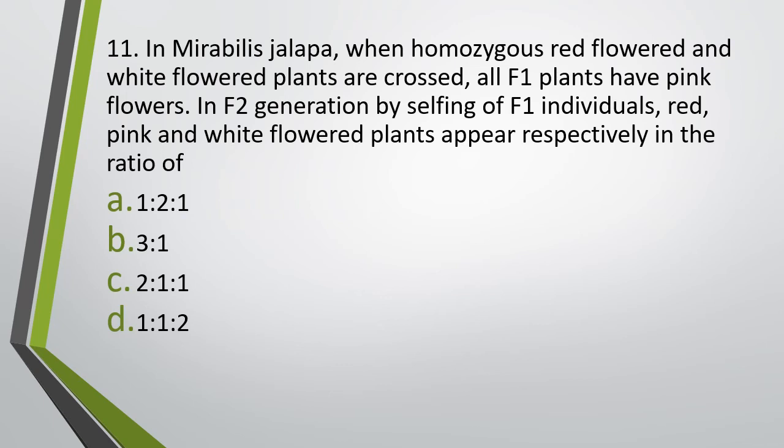Question number 11. In Mirabilis jalapa, when homozygous red flowers and white flowered plants are crossed, all F1 plants have pink flowers. In F2 generation, by selfing F1 individual, red, pink and white flowers appear respectively in the ratio of 1:2:1, 3:1, 2:1:1 or 1:1:2. What is the ratio of red, pink and white flowers in F2 generation? The correct answer is option A, that is 1:2:1.